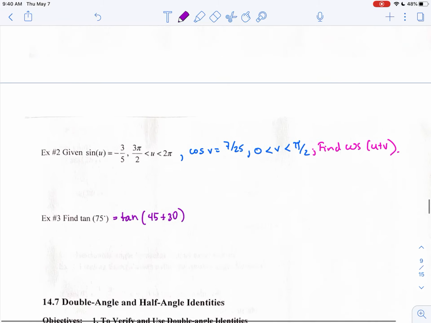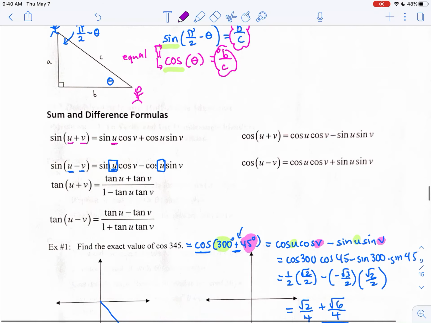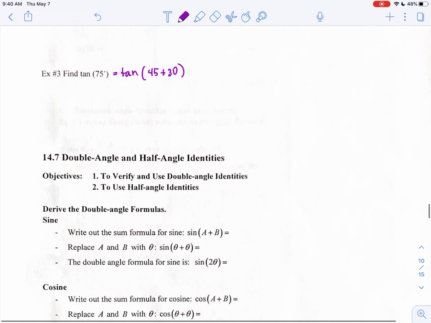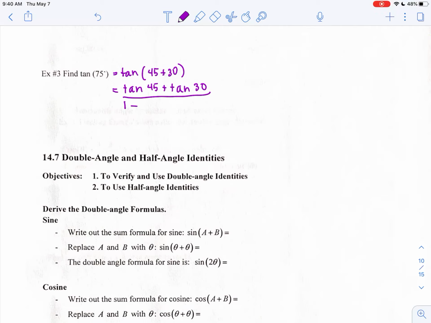You can find that on top where we had it summarized above. I'll rewrite the formula: you have tangent of your first angle, 45, plus tangent of your second angle, 30, all over, since it's the sum on tangent, it's a sum on the top, whereas it's a difference on the bottom, 1 minus tangent of 45 times tangent of 30. And then from there, we just evaluate all the trig functions.